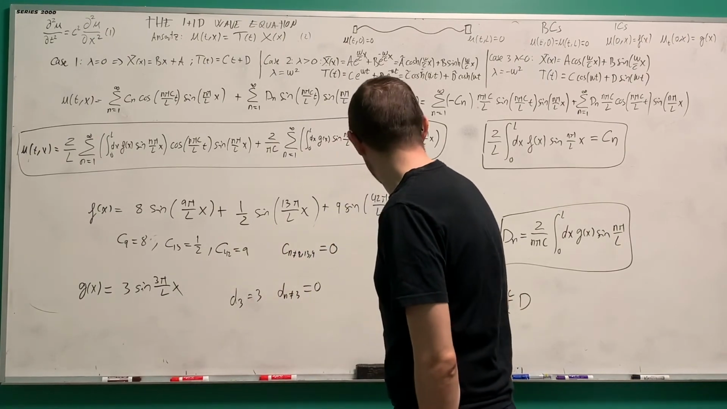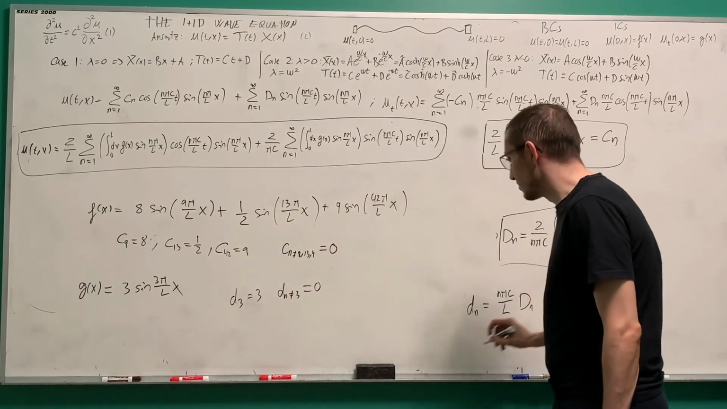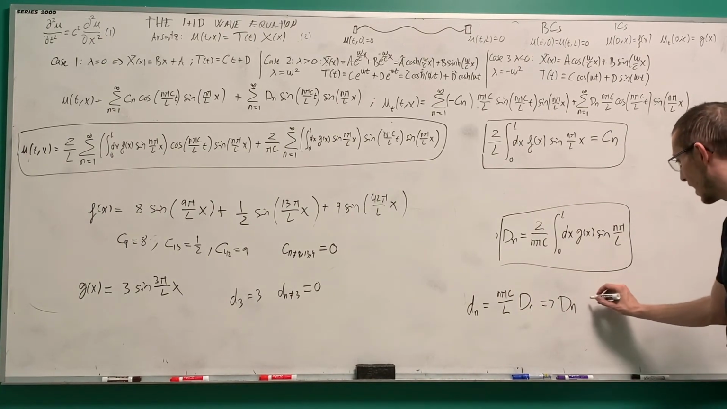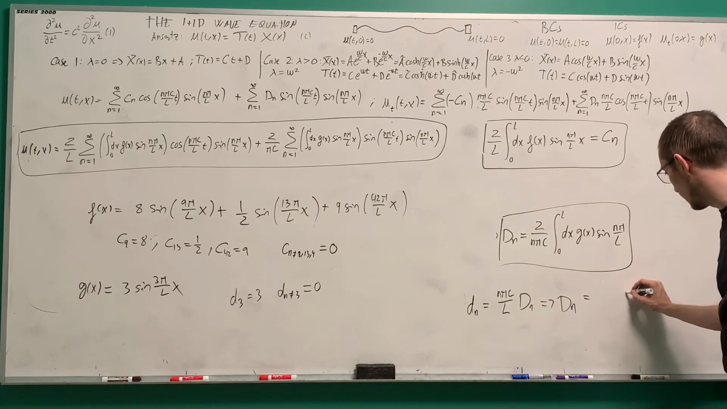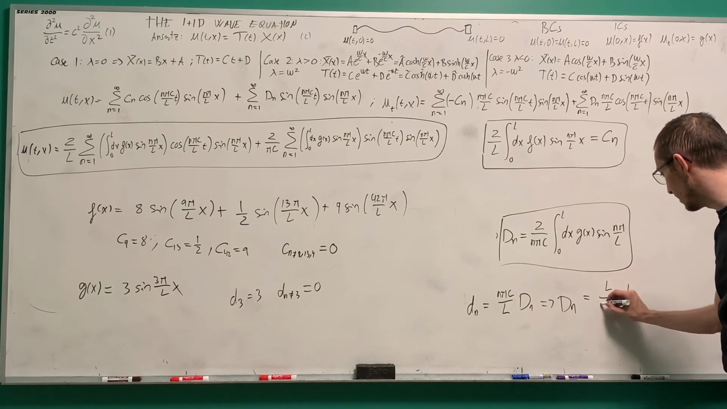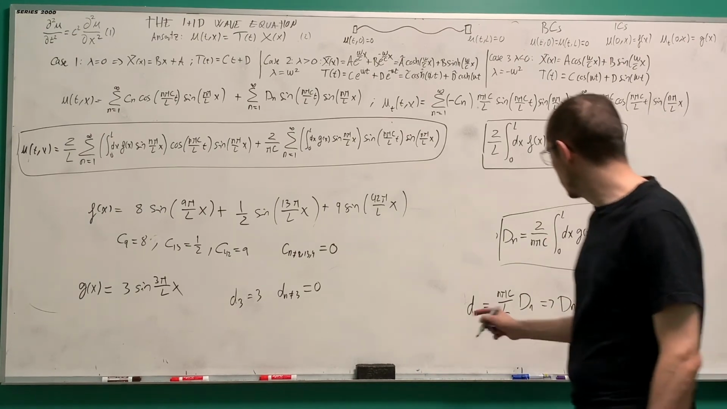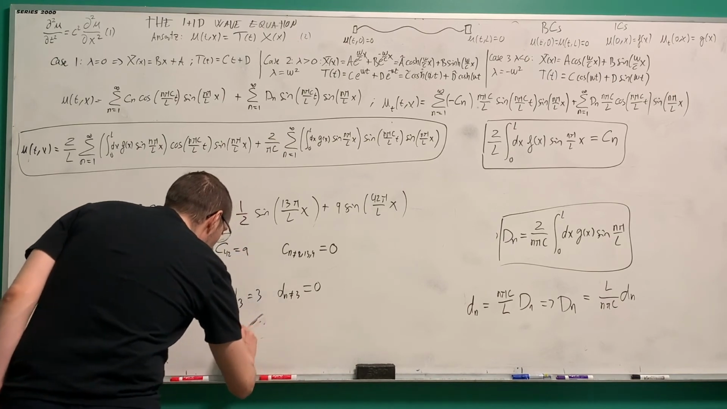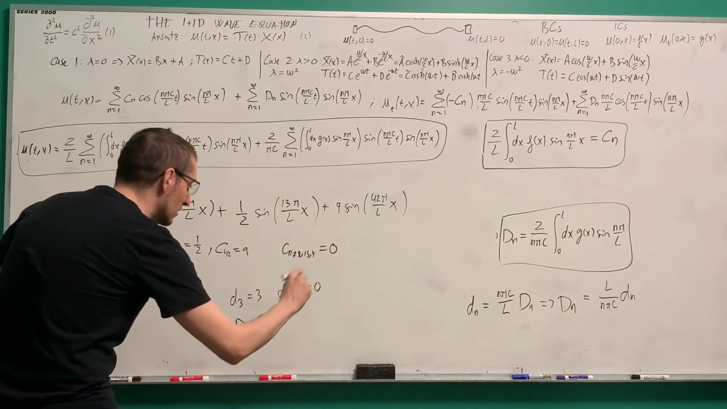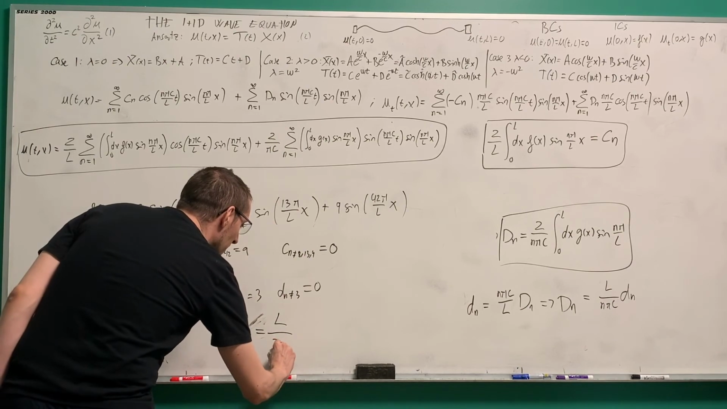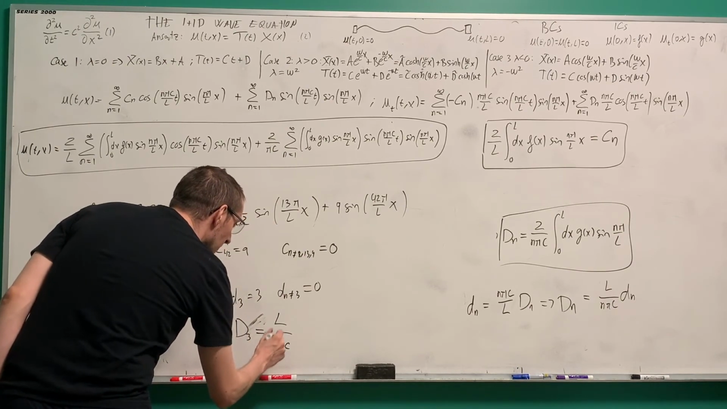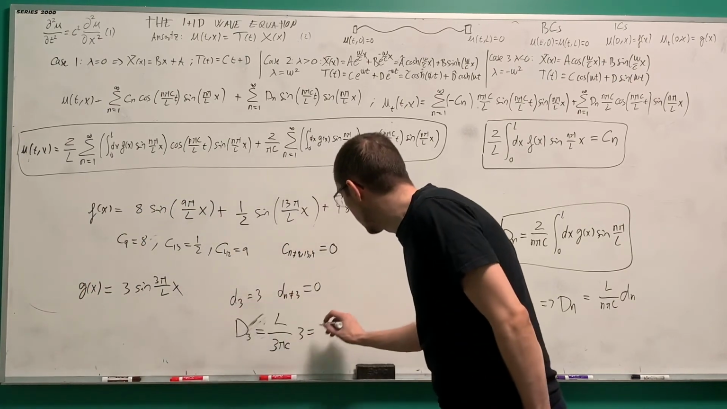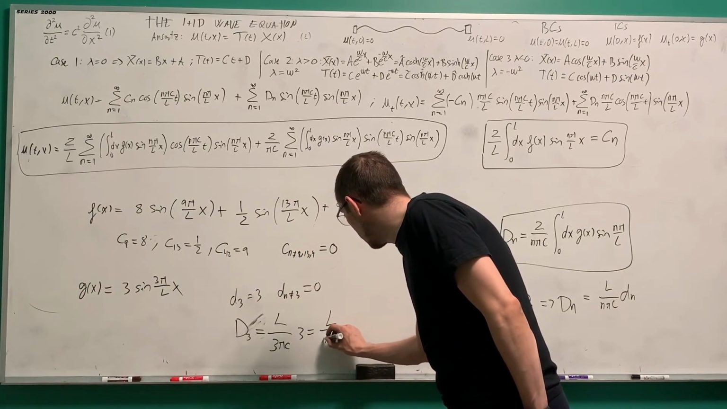All right, cool. So that means, this is the dn, right? So that means that from that, we know that the capital Dn's are equal to small dn now multiplied by L divided by n pi c. So in this case, we know that capital D3 is equal to L divided by 3 pi c times small d3, which is 3. So in this case, the capital D3 would be just L divided by pi c.